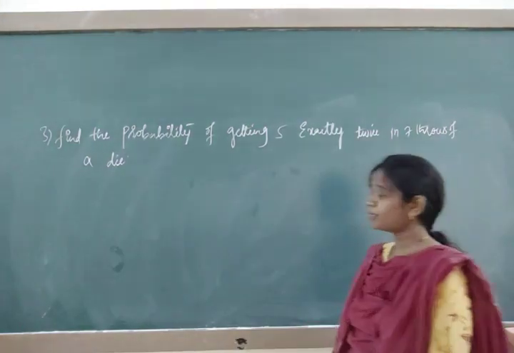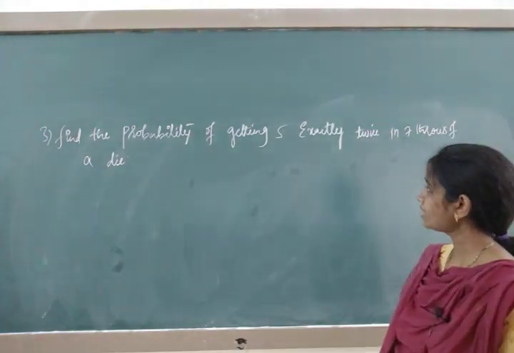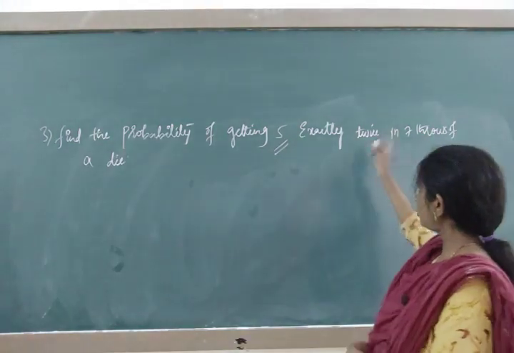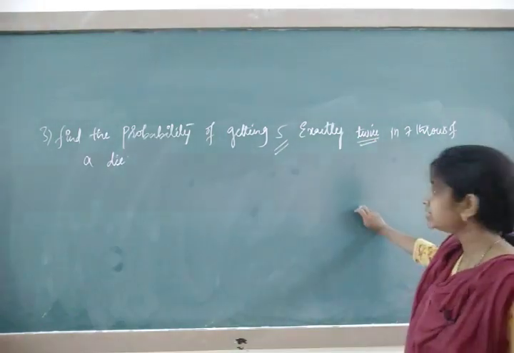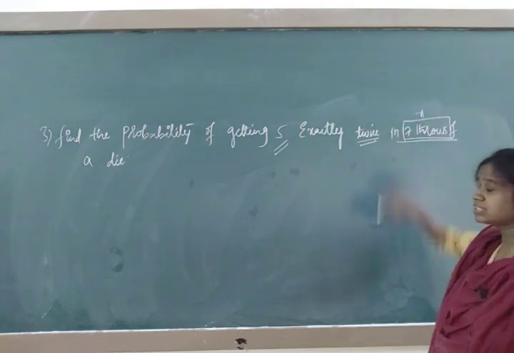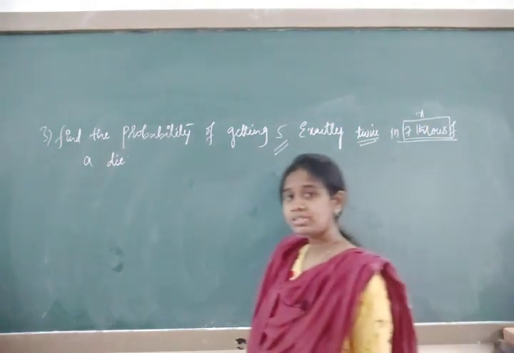One more important question I have written: find the probability of getting 5 exactly twice in 7 throws of a die. This is our n value, because this is a trial. What is n equal to? 7.